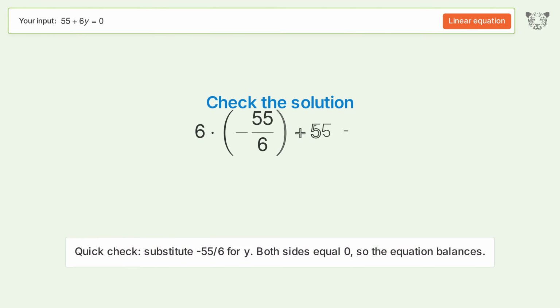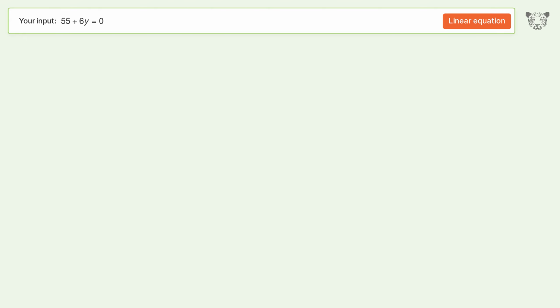Quick check. Substitute negative 55 over 6 for y. Both sides equal 0, so the equation balances. So, y equals negative 55 over 6.